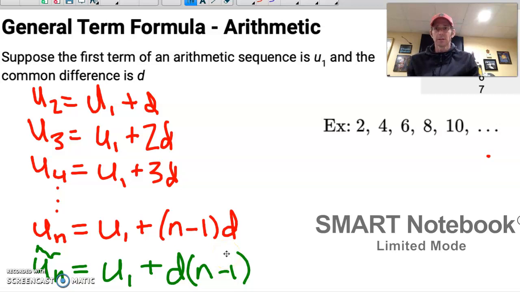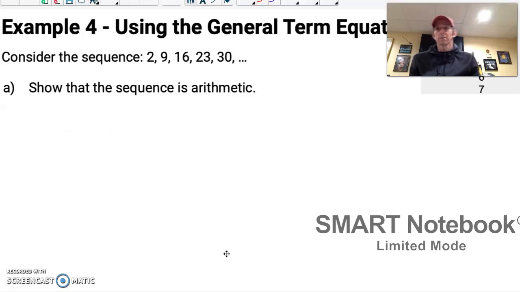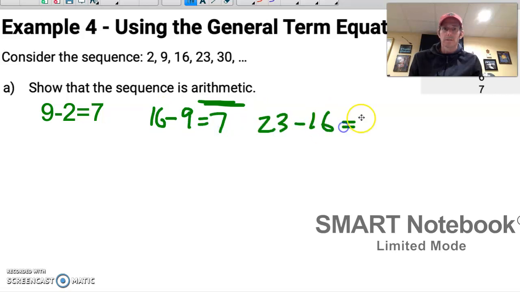So we're going to look at an example right here. We'll do it one at a time. This is in front of you, so I'm going to try to do this in the next couple of minutes. So if I want to show this sequence is arithmetic, I just have to show the common difference is the same. So 9 minus 2 equals 7. Again, notice I take the term that follows and minus the term in front. Then I have 16 minus 9 also equals 7. 23 minus 16 equals 7. Check. Good enough for me.